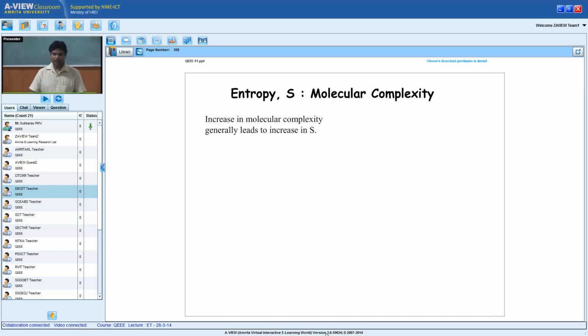Increase in molecular complexity generally leads to an increase in entropy.